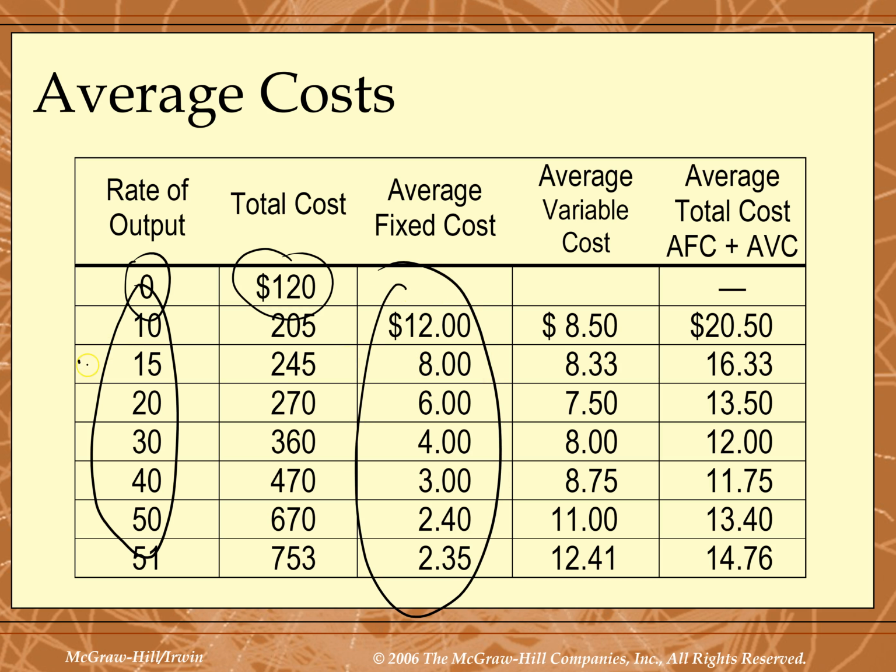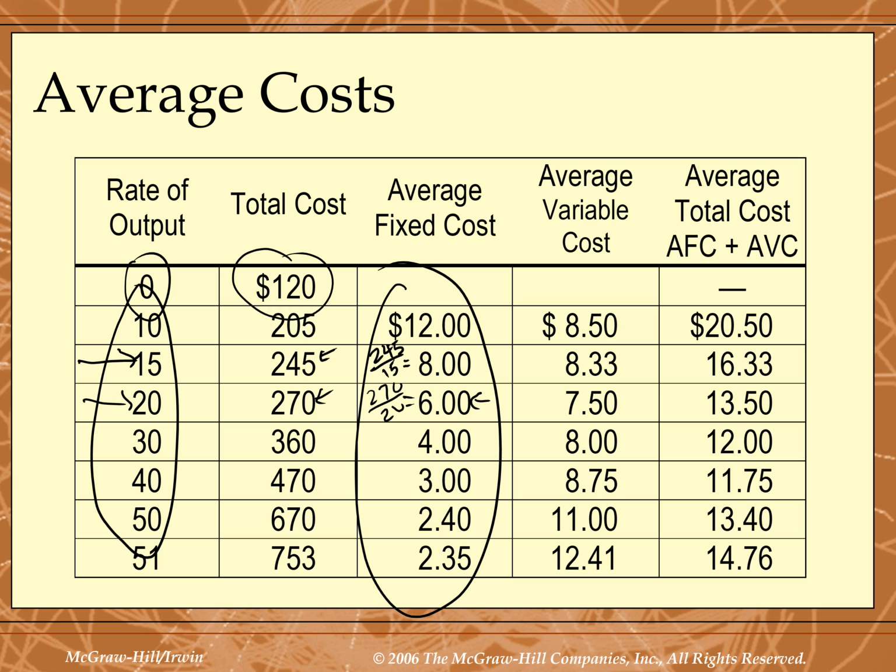So for example, let's look at 15. That's going to be 245, which is right here, divided by 15. And that's going to equal 8. For this one, we're going to take 270, which is this one right here, and divide it by 20, which is this one right here, and that's going to give you 6. That's how you figure out your average fixed cost.